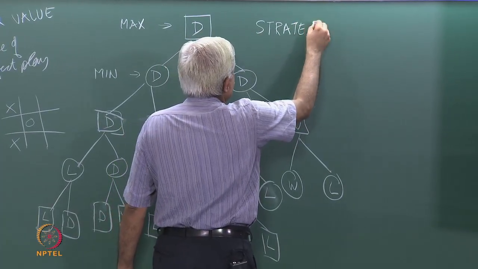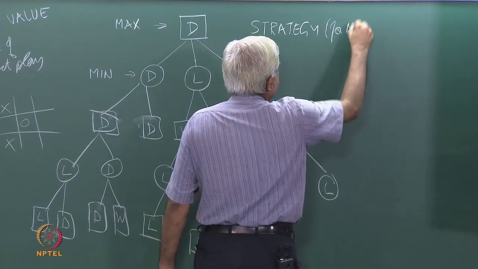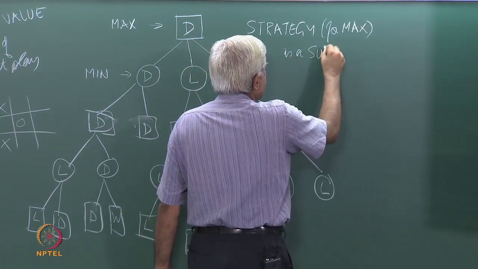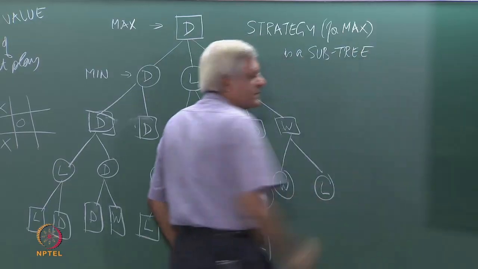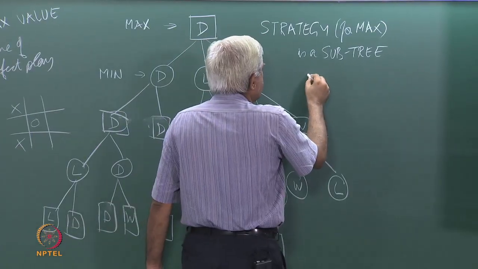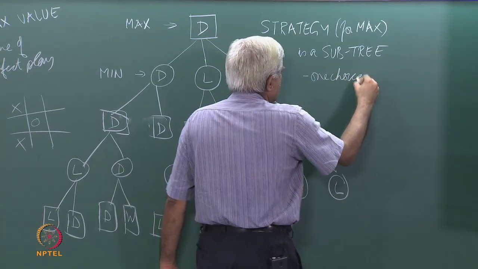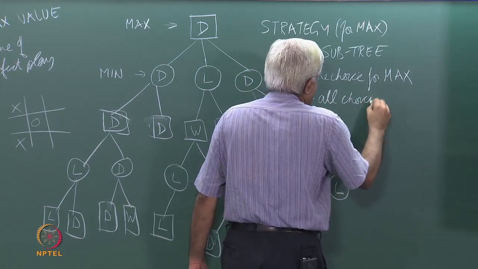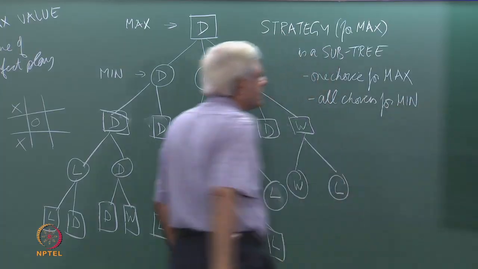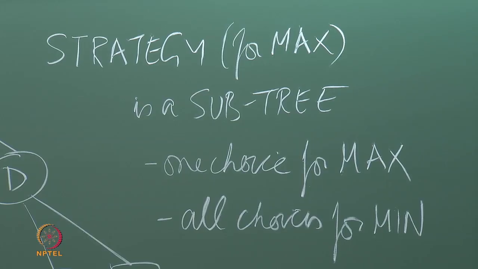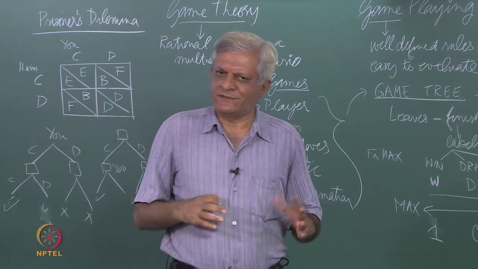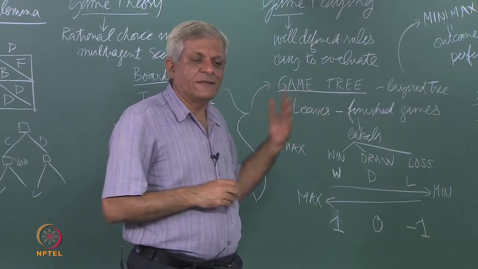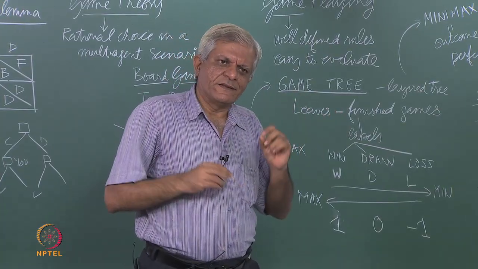A strategy, we are talking about max at this moment, but we can talk similarly about min, is a subtree which is constructed as follows: one choice for max and all choices for min. So, by strategy we mean that max is freezing max's choices and saying this is my strategy, this is how I am going to play this game, which means that at every place in the game max says that this is the choice I will make.